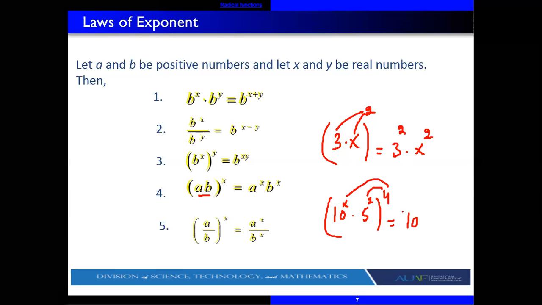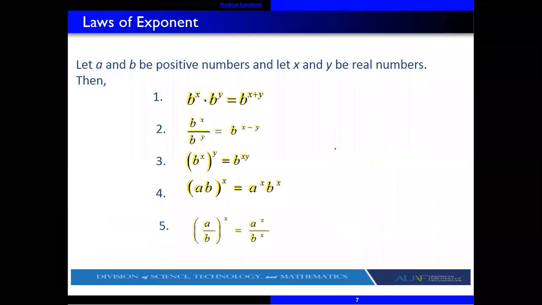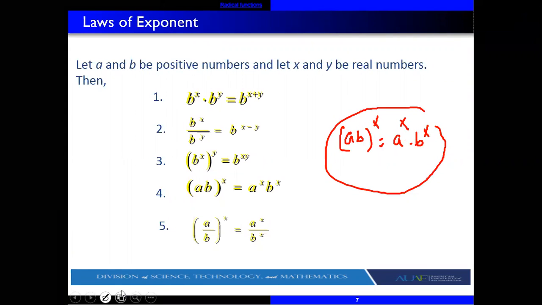So we can write 10 power 4 multiplied with x, that is 4x. Then we have 5 power 2, so write down 5, and 2 multiplied by 4 is equal to 8. So this is an expansion form. You can expand when we have a combined power. Again, if we have ab whole power x, this power is for both. You can write a power x and b power x.